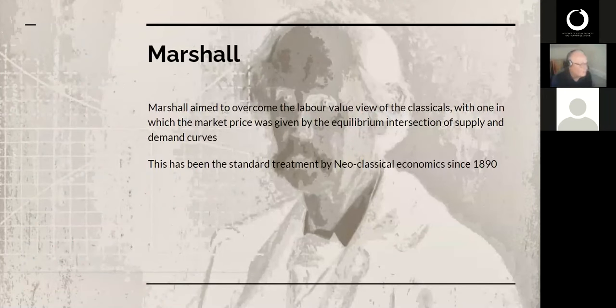Now let's look at Marshall. What's the ideological background to Marshall? Well, Marshall's working in the late 19th century, a period when a socialist movement, which followed the labor theory of value, was becoming significant, and the labor value theory of the classical British economists was potentially politically problematic at that point. So he replaced it with one in which the market price is given by the equilibrium intersection of supply and demand curves. And this is what all economics students are taught in Economics 101, and everyone is supposed to believe this. It's been the standard treatment really since the end of the 19th century. It took a little while to establish itself, but by the 20th century, it was a standard treatment.